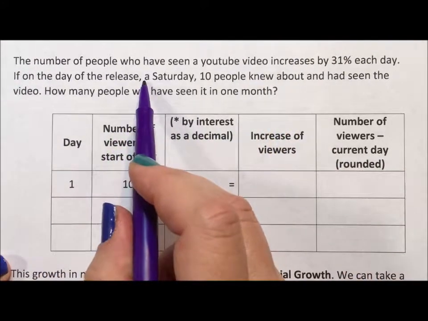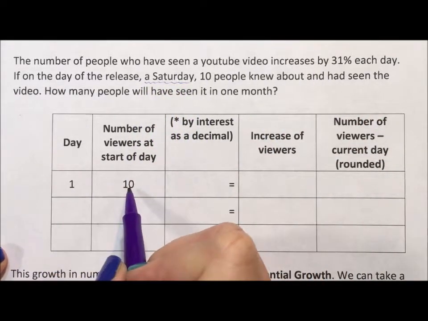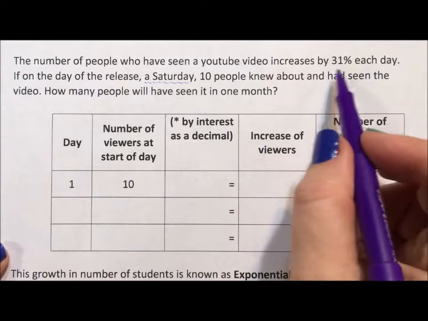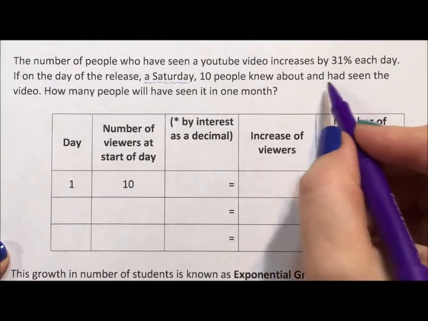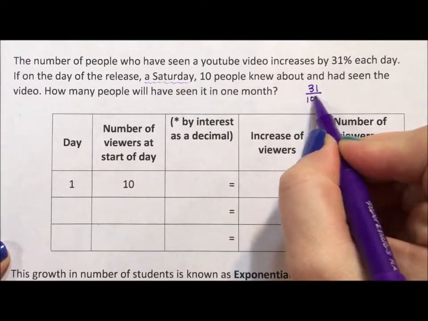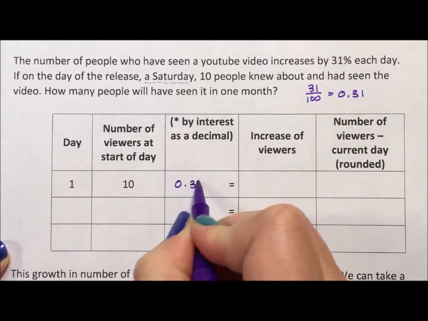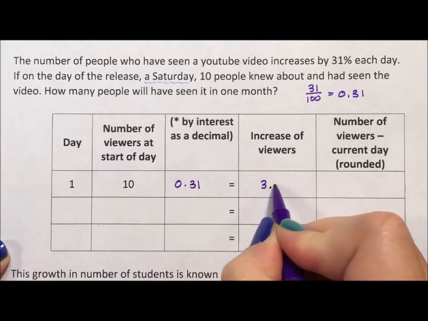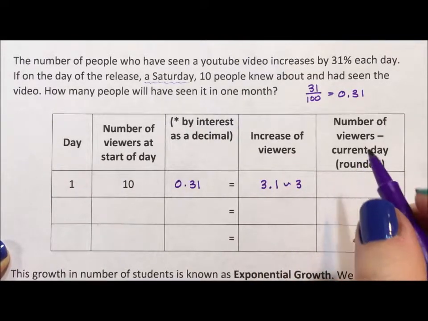Okay, so the Saturday, by the way, is extra information you don't need. That happens sometimes. So on day 1, there are 10 people who have seen it. It says it increases by 31%, but when you use a percent in an equation, you have to go to decimal, and percent literally means per 100, like cent. There are 100 pennies in a dollar. So 31 per 100 is the same as 0.31 as a decimal, so that's what we're going to put here. And 10 times 0.31 is 3.1. Now, when we talk about viewers, that's really the equivalent of 3 because you can't have 0.1 of a viewer.